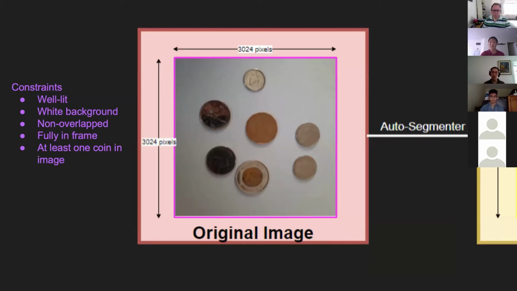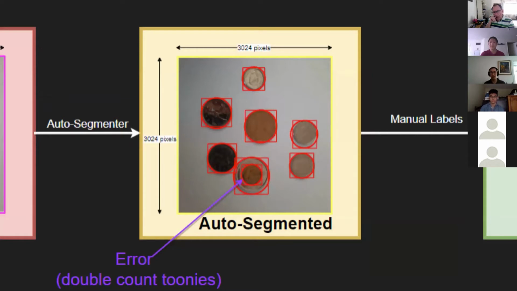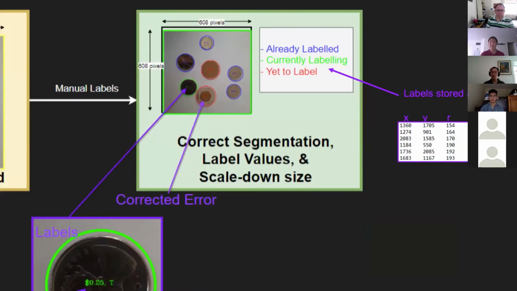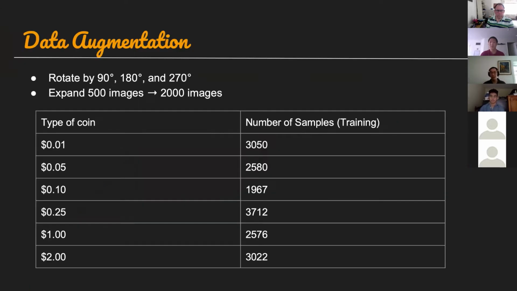Unfortunately, there were some errors, such as double counting toonies. We fixed these with some graphic user interfaces we made. Using these GUIs, we manually corrected the segmentation circles and labeled the data by value and heads versus tails. We scaled the images down to reduce the amount of computation on each image, but still kept the images human readable.